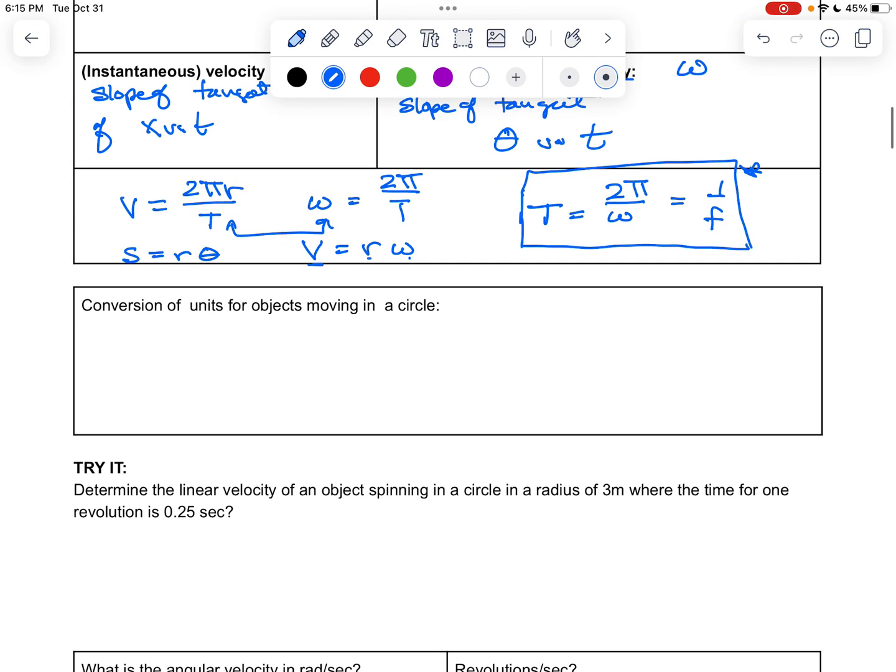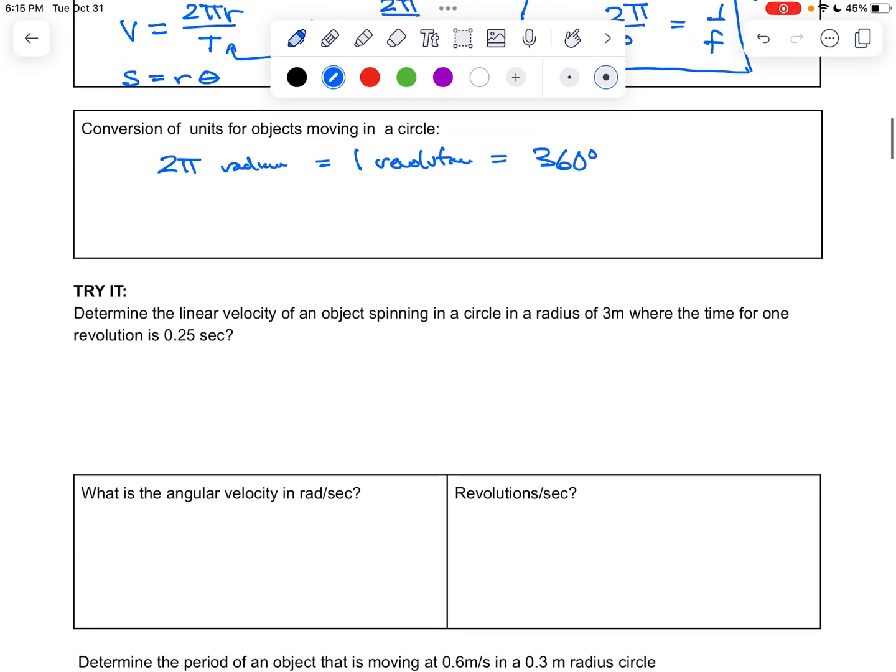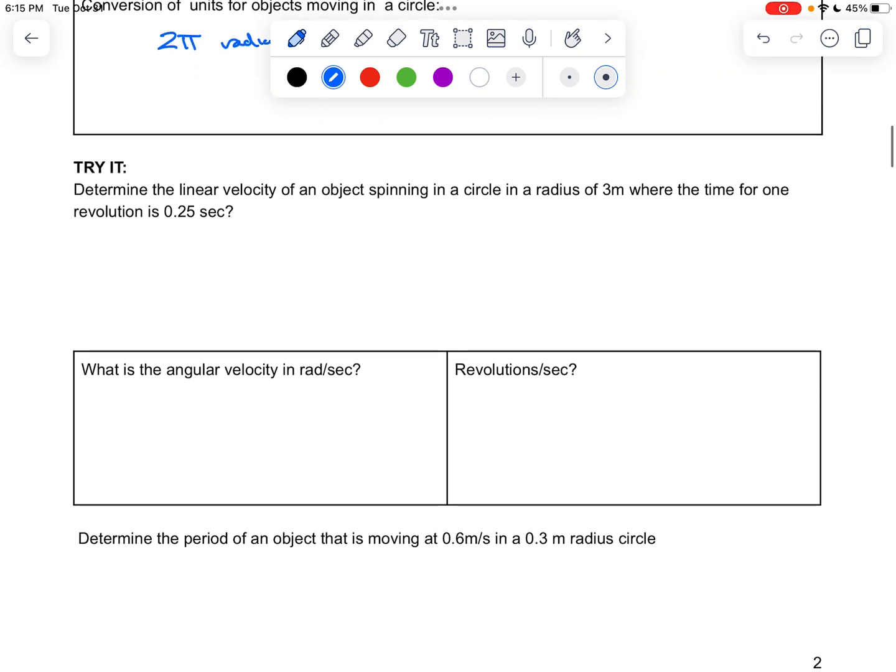Okay, some unit conversions that might come up. Just as a reminder, 2 pi radians is equal to 1 revolution or 1 rotation, and that's of course equal to 360 degrees. So if asked to do any kind of dimensional analysis, we do need to remember how to convert these things.